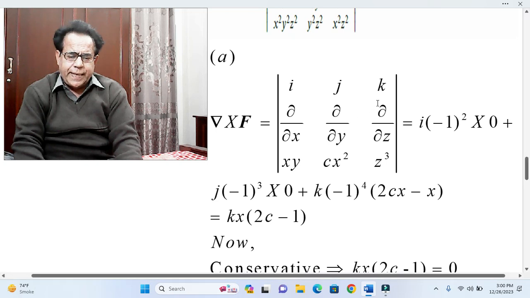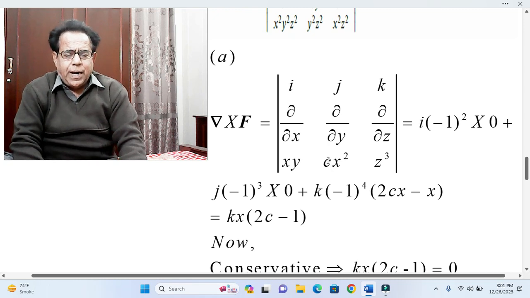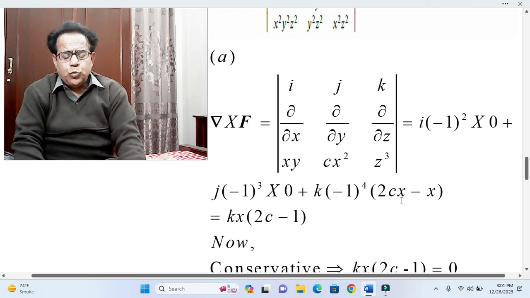Now we consider k, the third column and first row omitted. Yes, this is the case here, dear students. The partial derivative of Cx squared with respect to x will be 2Cx, so k times 2Cx. Similarly, the partial derivative of xy with respect to y will be simply x. So it becomes 2Cx minus x. That is to say, curl F finally becomes equal to kx(2C minus 1).